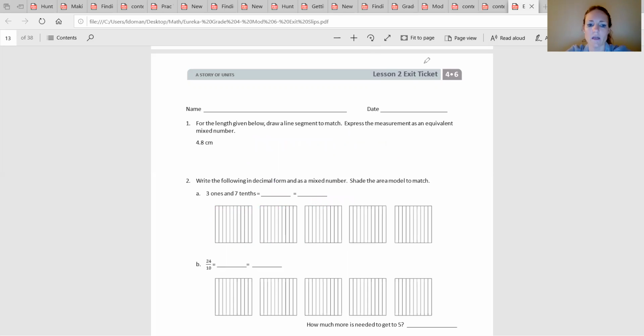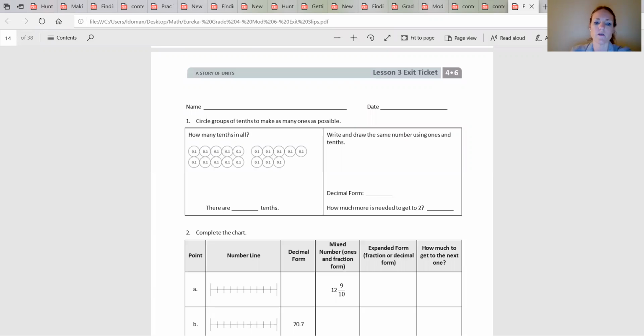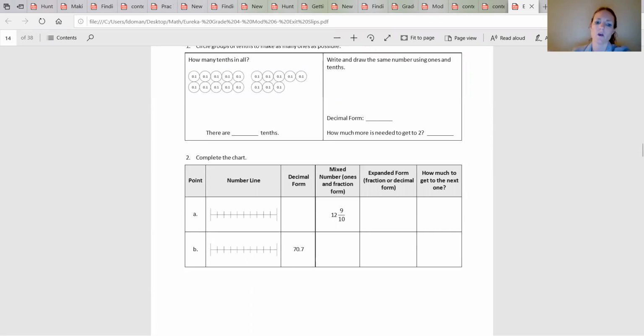All right, I always forget to clear that and switch to mouse before I go. All right, so for lesson 3, this is with our place value discs, and a little bit of the expanded form.